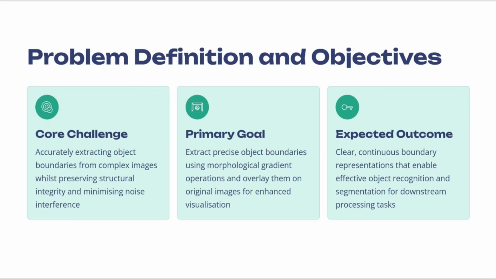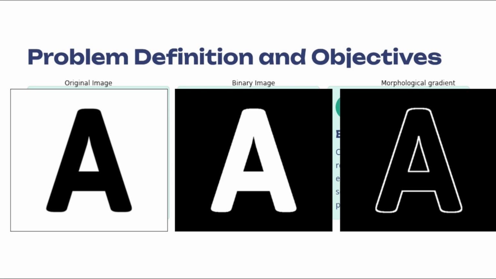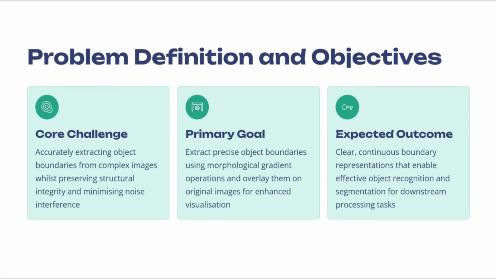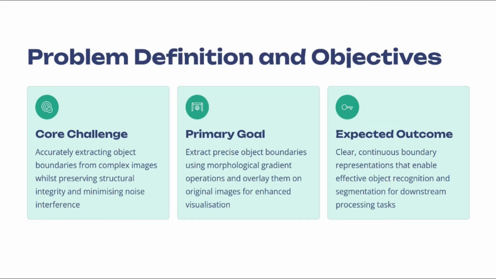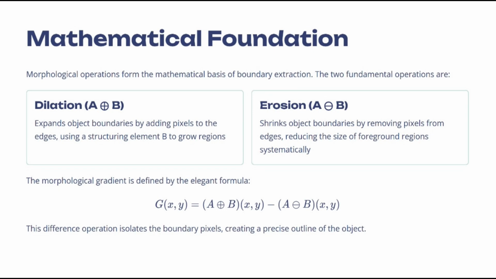The problem which we are solving over here is to extract the boundary of an object in an image and highlight it clearly. As we have seen, traditional edge detectors like Canny or Sobel work well, but they depend heavily on gradients and noise levels. On the other hand, the morphological gradient method uses simple morphological operations to get robust and clear boundaries, especially for binary or threshold images. Now we can see on the screen the formula for the morphological gradient.